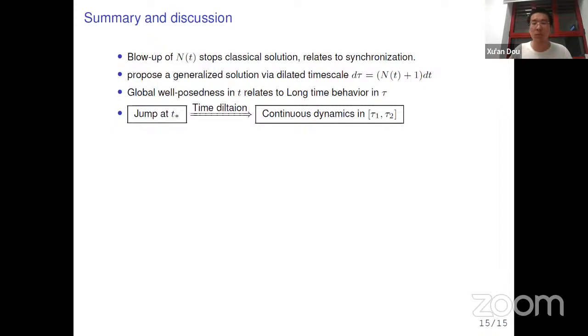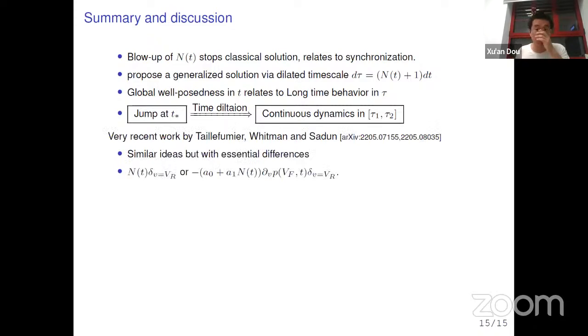And to prove the global hypothesis in the original time scale, this relates to the long time behavior in the new time scale. And it's worth mentioning that there are two very recent preprints that also use this idea of introducing a new time scale. But we study essentially different generalized solutions, and one difference comes from that we rewrite this direct source term.